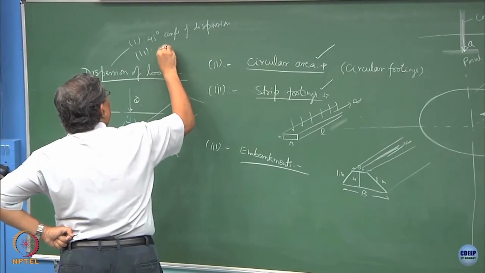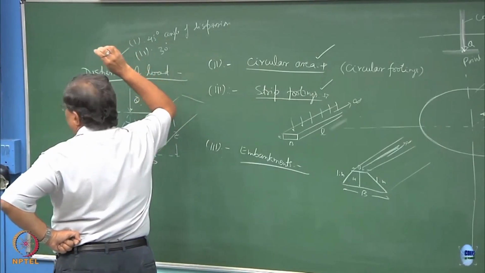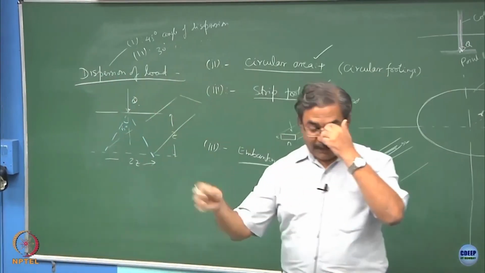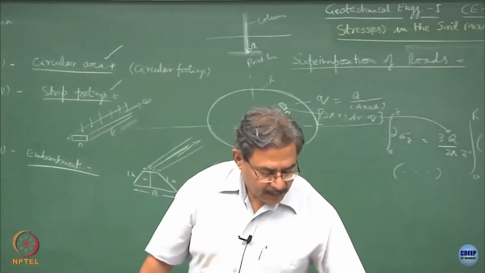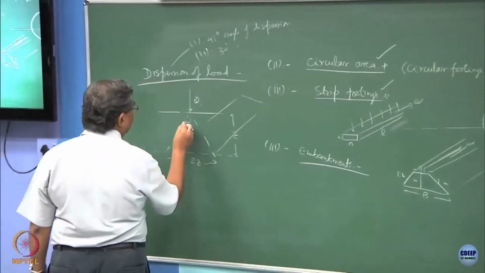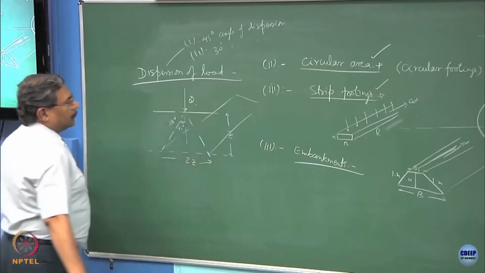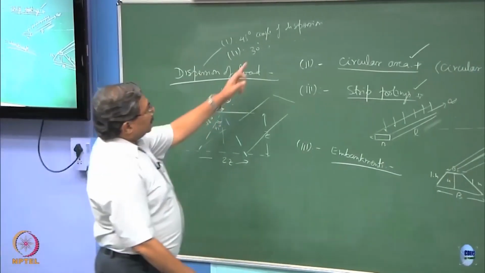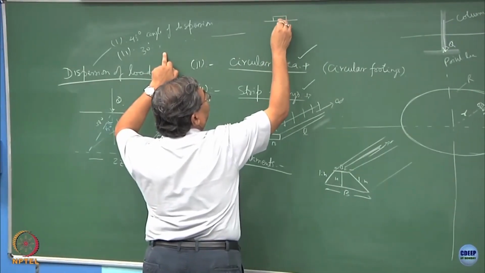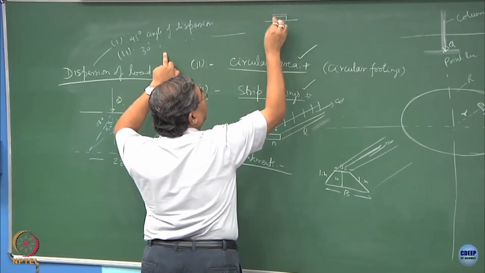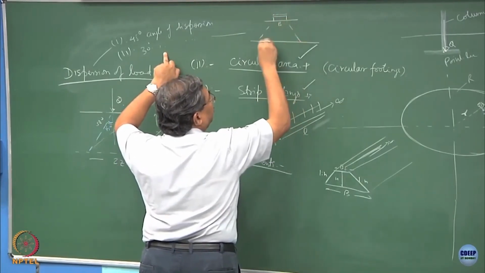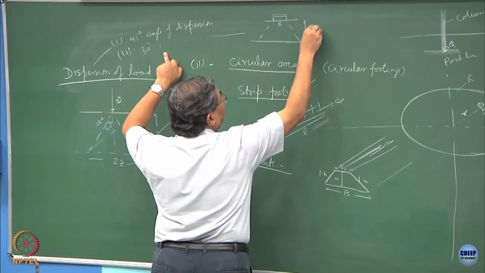Another method of dispersion would be, sometimes they have a tendency to disperse it at a 30-degree angle. I mean, do not ask me where it has come from. This is just based on people's whims and fancies. So this 45 degree becomes a 30-degree angle, alright. This is also valid for, let us say, a finite foundation of width B, thickness, and if I want to disperse this load on this plane which is at a depth of Z.